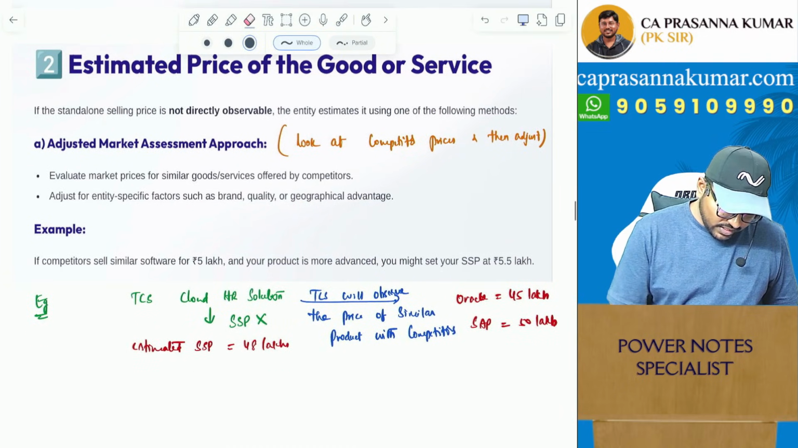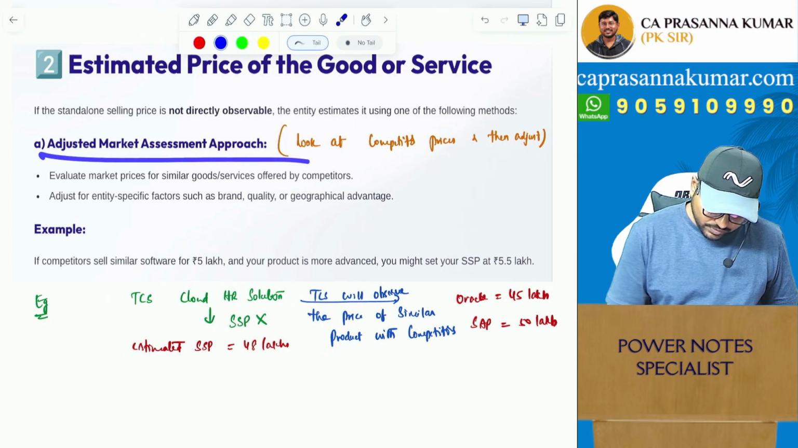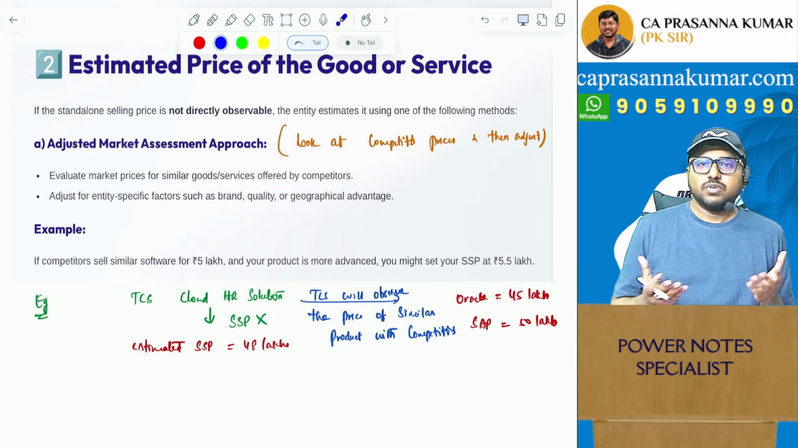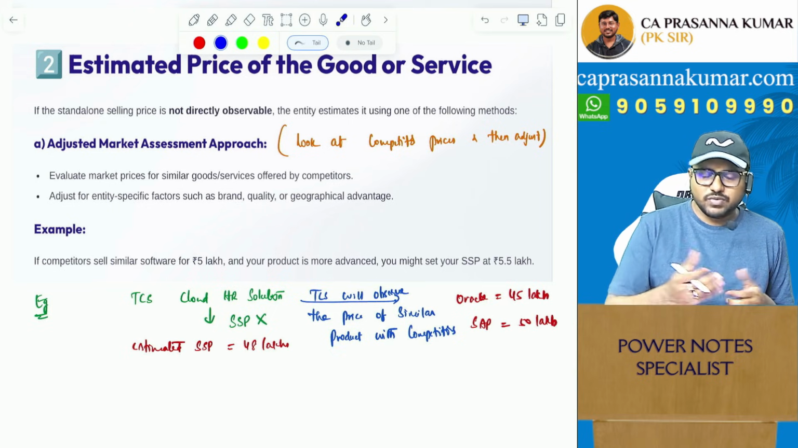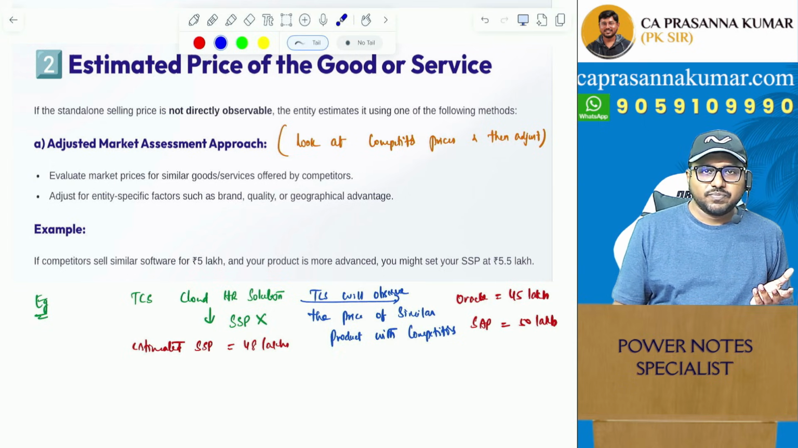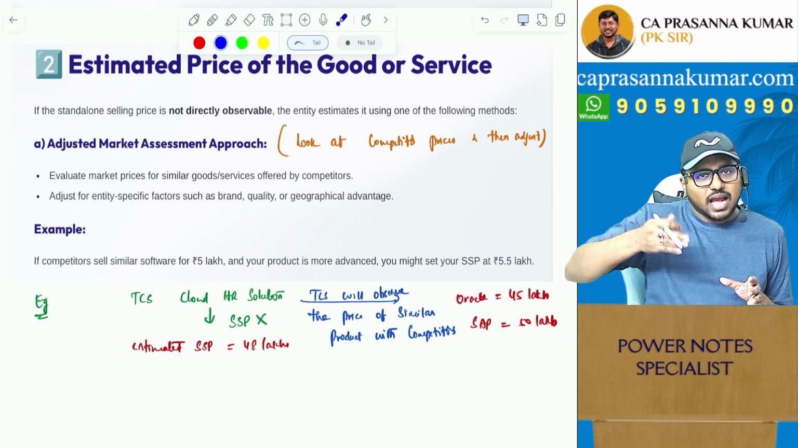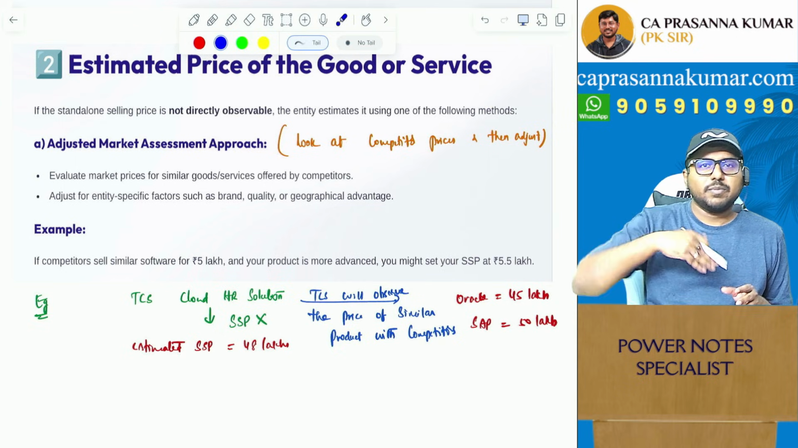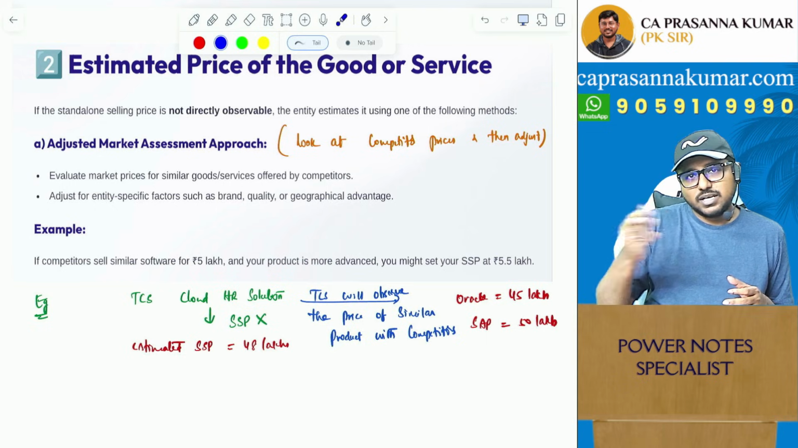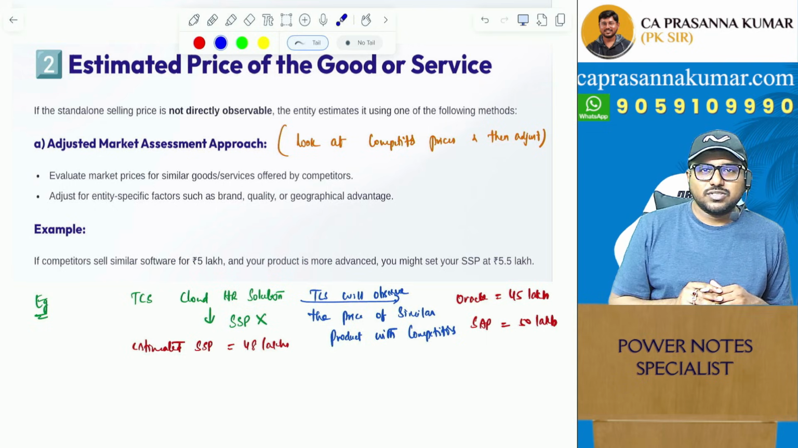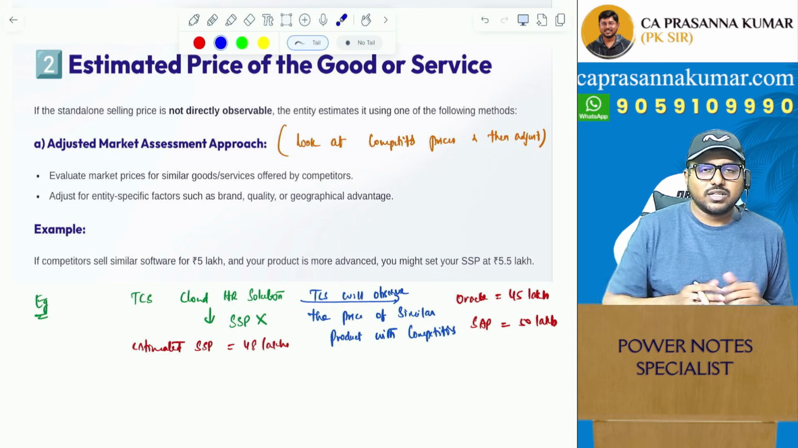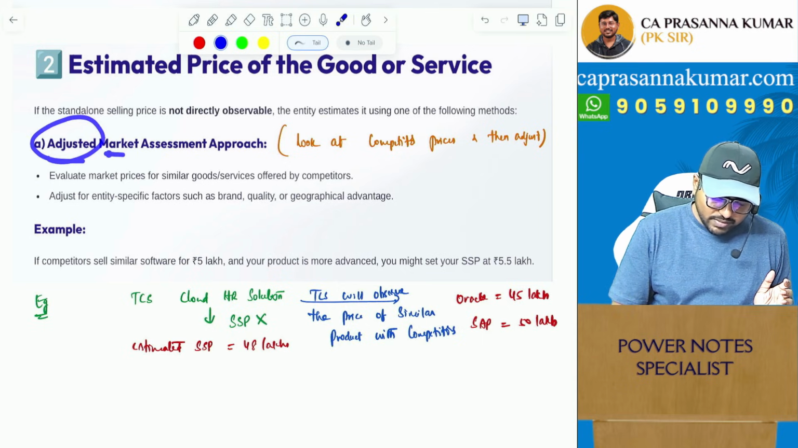Now look at this. When it comes to the adjusted market assessment approach, what happens is that, to put it very simply, you do not have your observable price. So you don't have SSP straight away. It is not given in the question. So now we need to find out. How to find out? Very simple. Look at your competitor's price. That's all. And if your product is exactly identical to your competitor's product, then copy and paste the price. That will be your SSP. Suppose your product is not identical, but it is similar, which means there are some changes, then adjust for the changes and then have your market price, which is nothing but SSP. That's why it is called the adjusted market assessment approach.